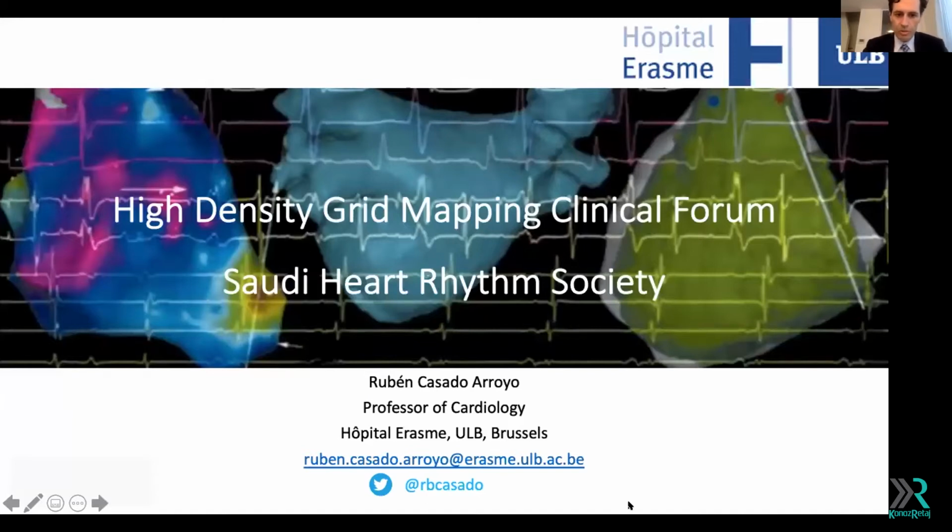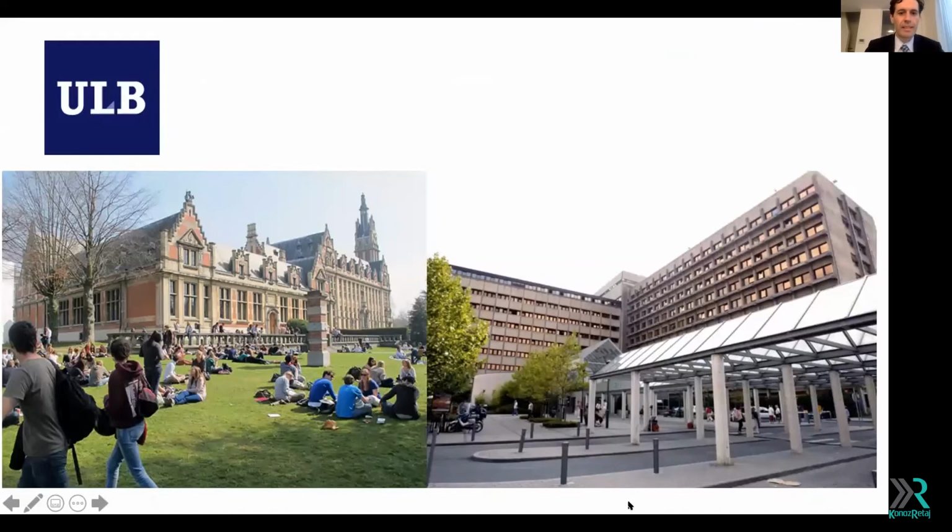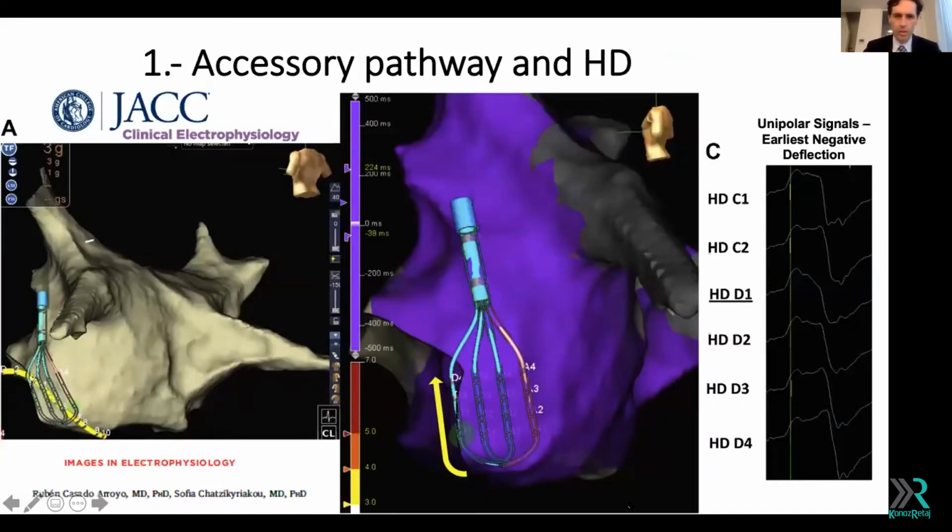Today, I'm going to talk to you about high-density grid mapping in different substrates, like accessory pathway, ventricular tachycardia, and atrial fibrillation. I would like to start with one of our cases that we published 2 years ago in JACC-EP. It's about a 53-year-old woman who presented to our EP lab with an orthodromic supraventricular tachycardia in the context of a left lateral accessory pathway.